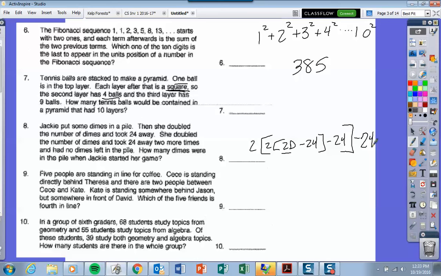And it tells me that the entire thing right here leaves me with 0 dimes. Well, then I have to start figuring out how to solve this. We're going to start with the distributive property, those rainbows. So 2 times 2d is 4d, minus 2 times 24 is 48. That's in here. I still have this minus 24 minus 24.